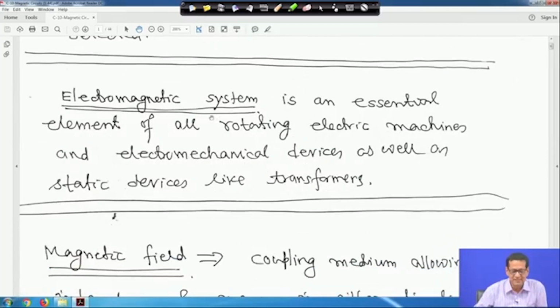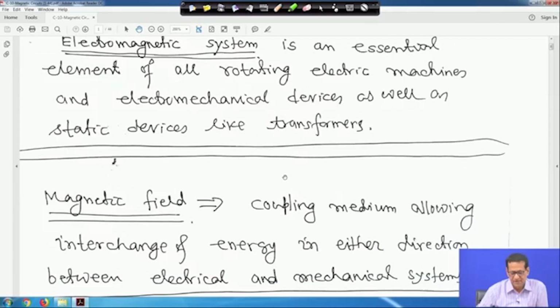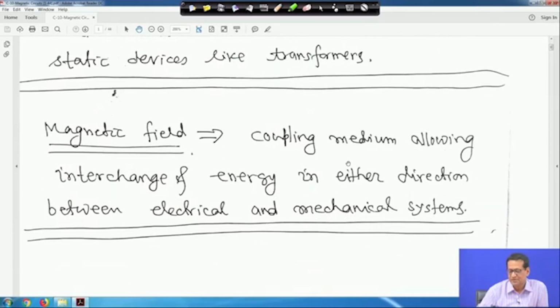Another thing is the electromagnetic system is an essential element of all rotating electric machines. In electrical engineering we see electromechanical devices as well as static devices like the transformer. The magnetic field is a coupling medium allowing interchange of energy in either direction between electrical and mechanical systems.